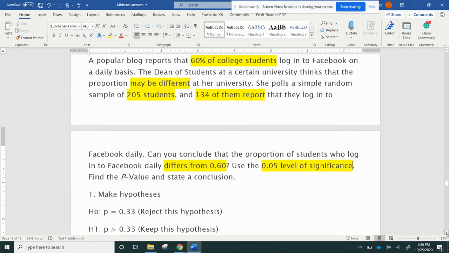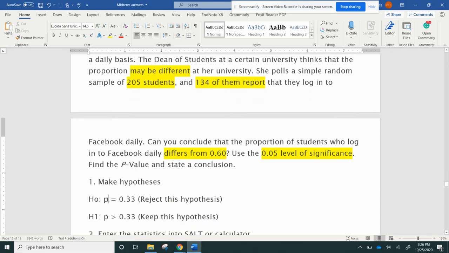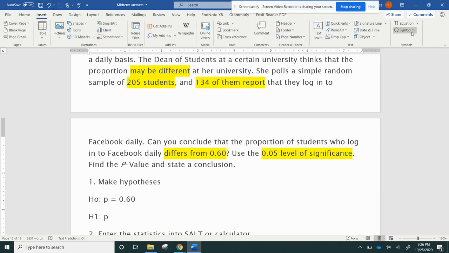So I'm going to go down here and make my hypotheses. Again, I'm going to use the proportion symbol, but now I'm going to change this to 60. Let me get rid of this because now this is changing. So what sign needs to go here? Differs. That doesn't mean less than, that doesn't mean greater than, that just means different. So I need to go to my symbols and it's going to be not equal, so not equal to 0.60. Those are my hypotheses.